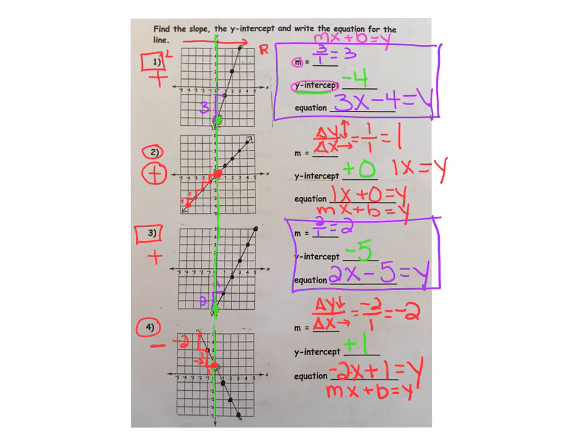Let's check our work. For number 1, you should have gotten a slope of 3, an intercept of -4, and when you put it all together for an equation, you get 3x minus 4 equals y. And for number 3, you should have gotten the slope of 2, an intercept of -5, and altogether, 2 times x minus 5 equals y. Now, go to the next page and complete problems 5, 6, 7, 8, and 9. This concludes this video.